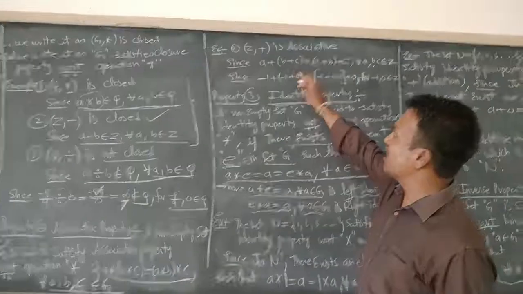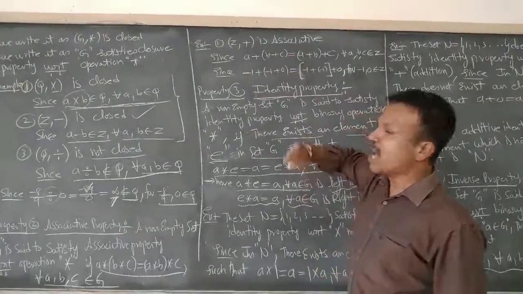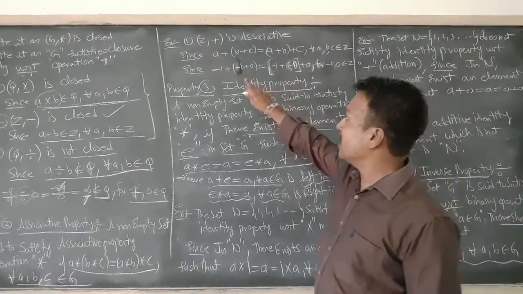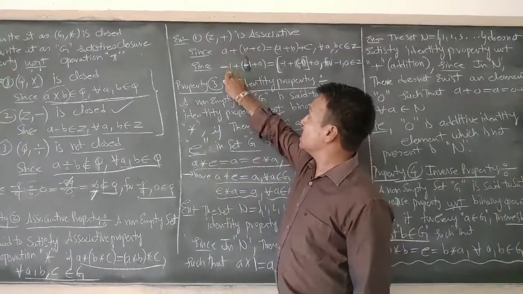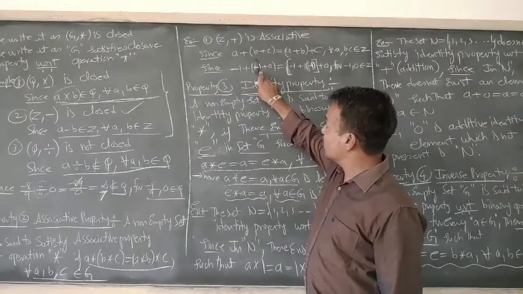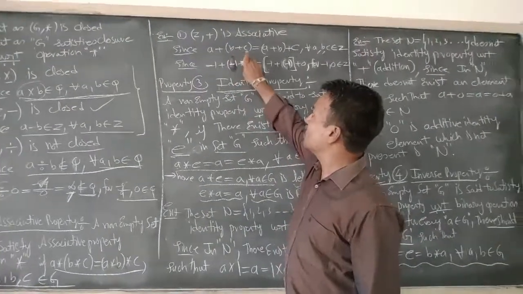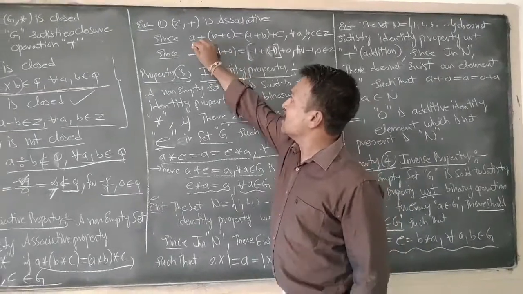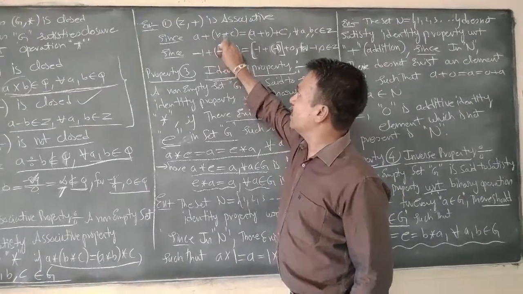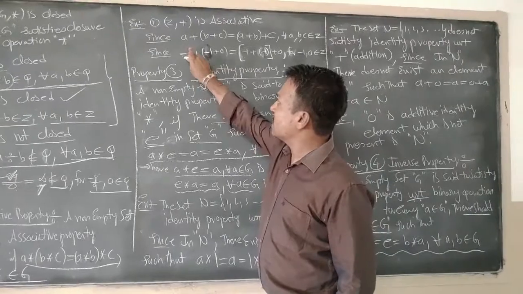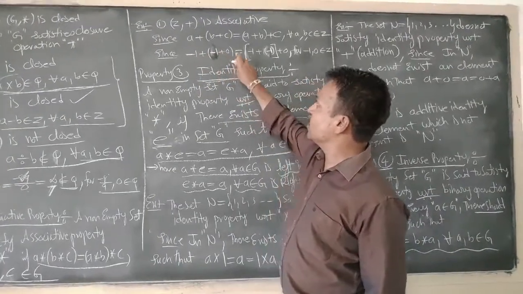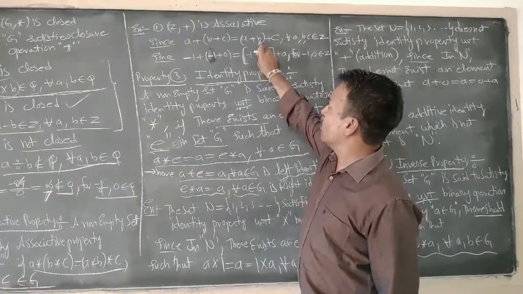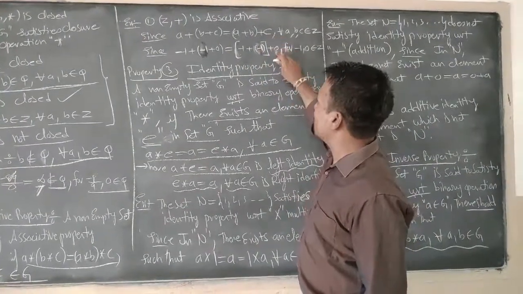If I go for the example, Z comma plus is associative. I have written it directly. Why? If I go for the calculation part, I have taken -1 instead of A, -1 again instead of B, and 0 instead of C. So I have put these three values in the condition A plus of (B plus C). It is written as -1 plus (-1 plus 0) is equal to, again here, instead of A I have taken -1, instead of B -1, and instead of C 0.